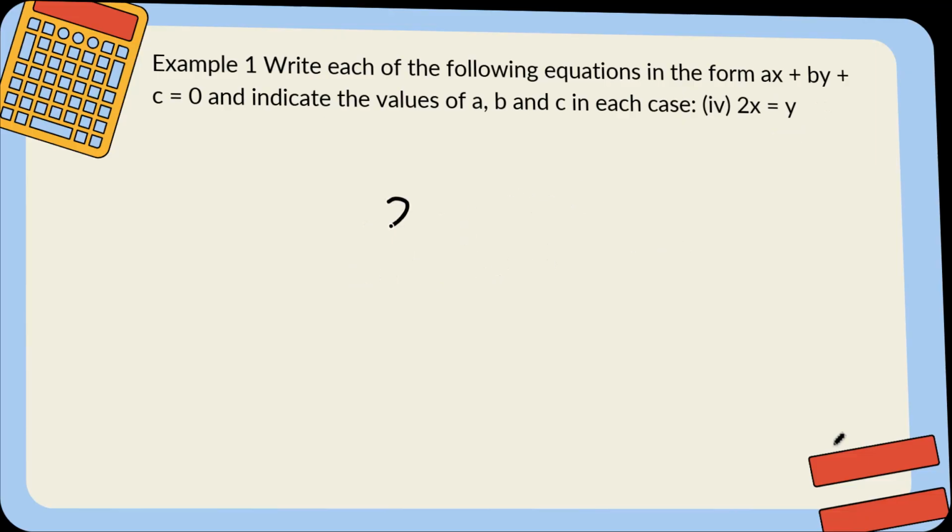2x is equal to y. So you can write it as 2x minus y equal to 0. So a is what? a is equal to 2. b is what? b is equal to minus 1. c is what? c is equal to 0.